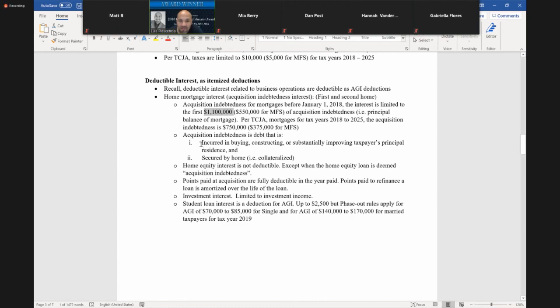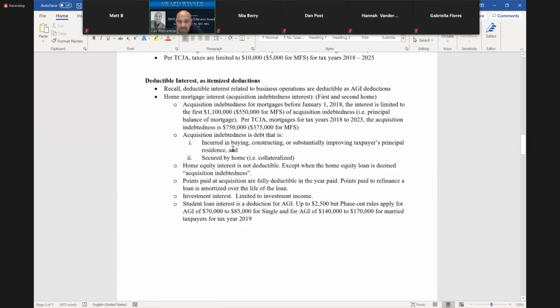You guys see how home equity interest will fit this definition? Home equity interest is not deductible except when the home equity is considered acquisition indebtedness. In other words, they've got to use the home equity proceeds to do remodeling in their house. If they take out a home equity loan to pay off student loans, credit cards, or anything that's not related to remodeling in the house, that's not deductible.